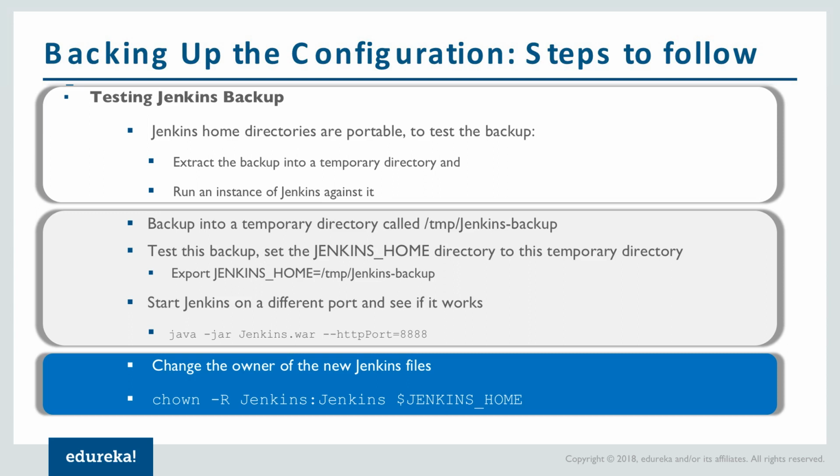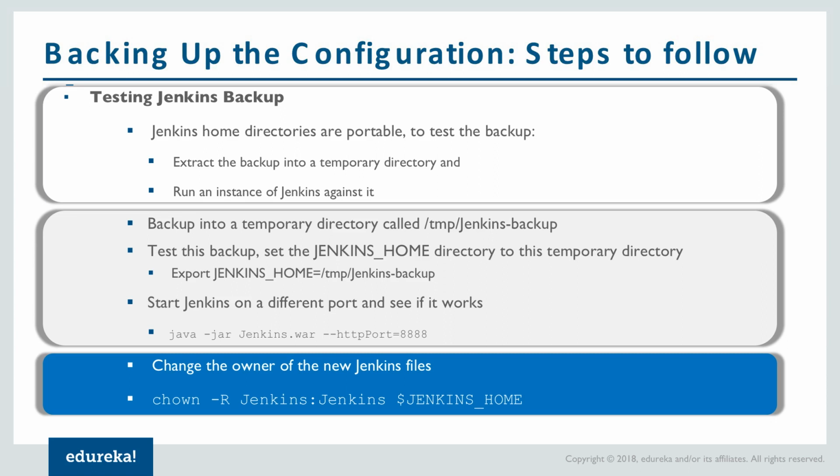So in this example, we are putting it in /temp/Jenkins-backup. And once you do that, you just need to use this export JENKINS_HOME=/temp/Jenkins-backup. When you run this command, what it is doing is changing the Jenkins home from /var/lib/jenkins to /temp/Jenkins-backup. And once that is done, when you run this command with java -jar jenkins.war --httpPort=8888, it will change the default port of Jenkins from 8080 to 8888.